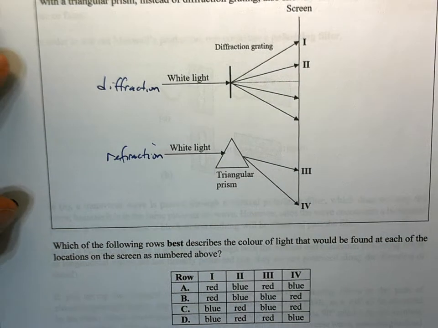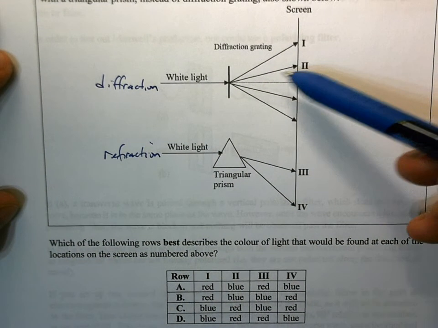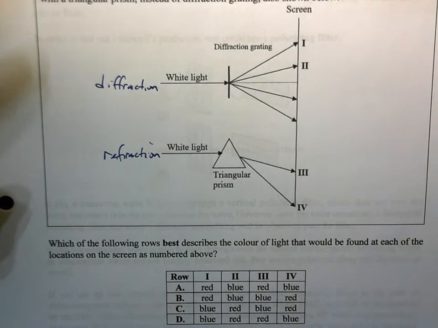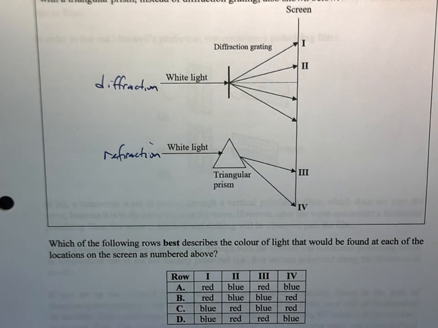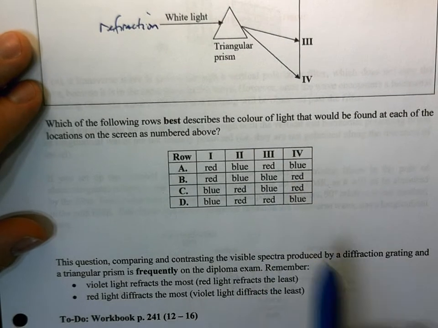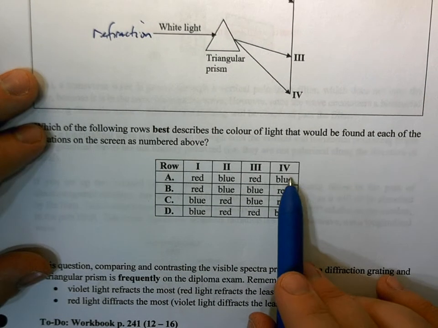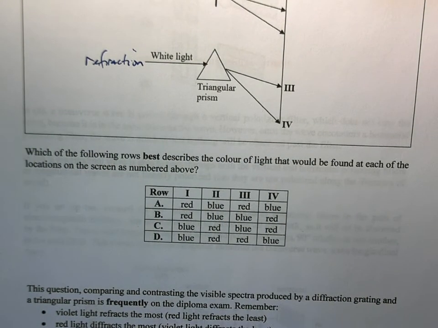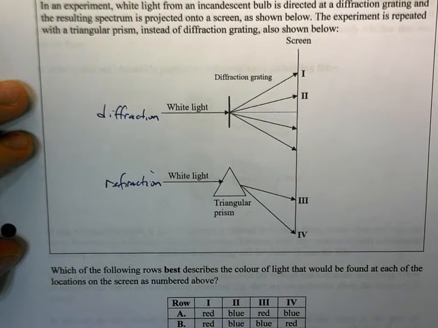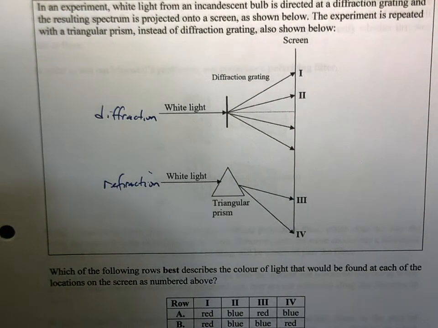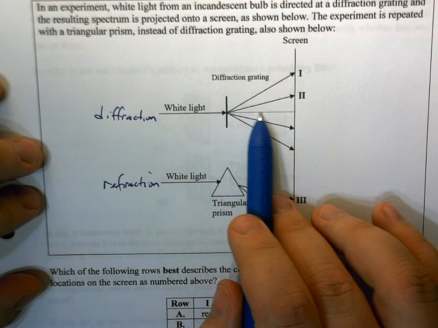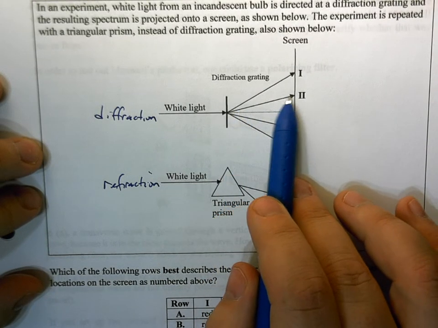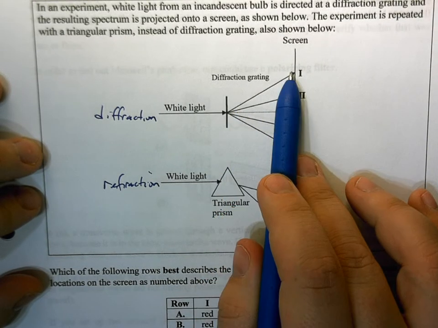So we're being told we want the colors at positions 1, 2, 3, and 4. We talked about in refraction how red light refracts the least and violet light refracts the most. Now, I have red and blue as my choices. Blue has a smaller wavelength than red, so instead of violet, we're going to say blue refracts more. But let me get to that in a minute. Diffraction is going to be kind of the opposite. For diffraction, violet light diffracts the least and red light diffracts the most.